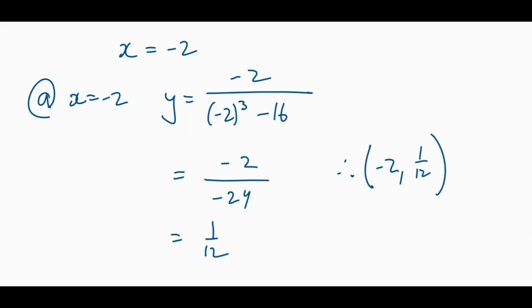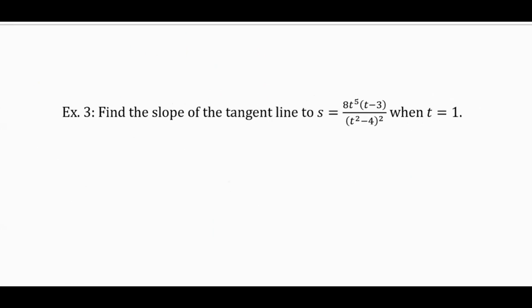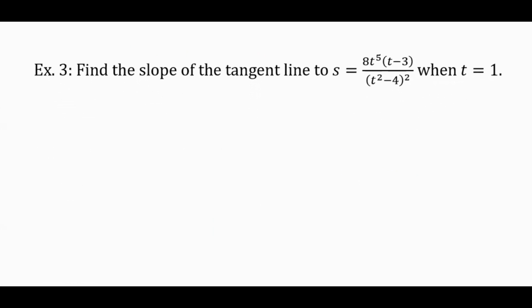Any questions about that? I think we have one more to do. Yeah. So the first one gave us the slope, said find the point. This one's giving us a point, the x value of the point at least, and asking us to find the slope.